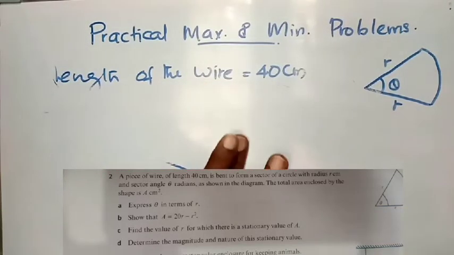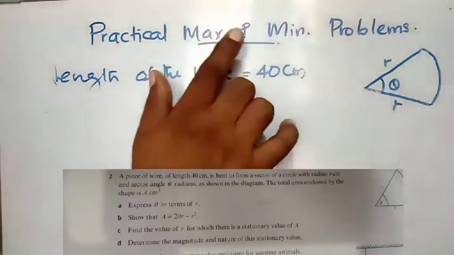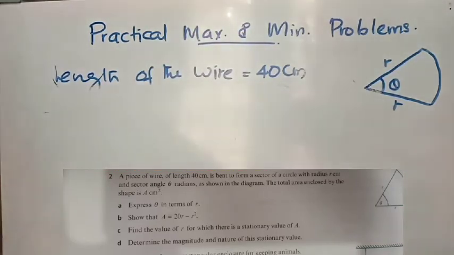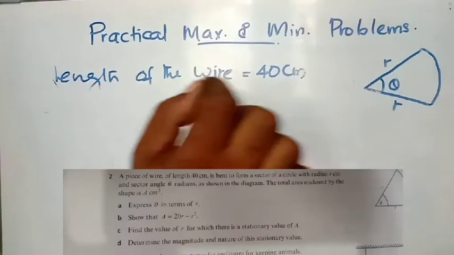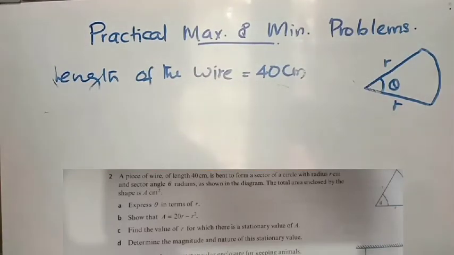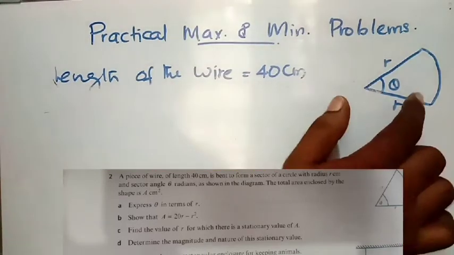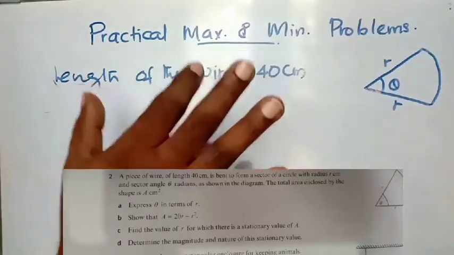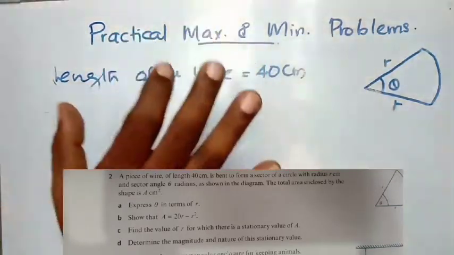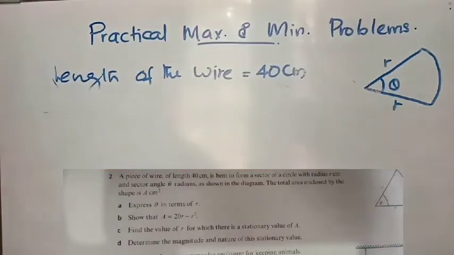In every practical maximum and minimum problem, or the problems related to rate of change, there will be a situation provided. In that situation, a particular condition also will be given. So based on that condition, we have to go to the next level of the problem.